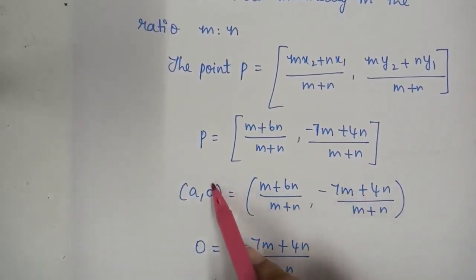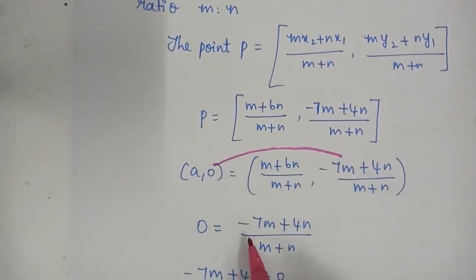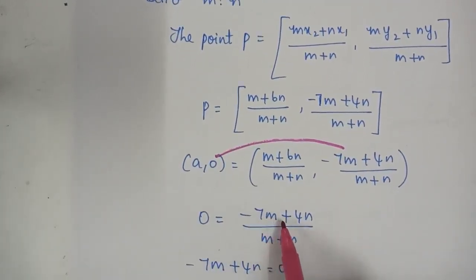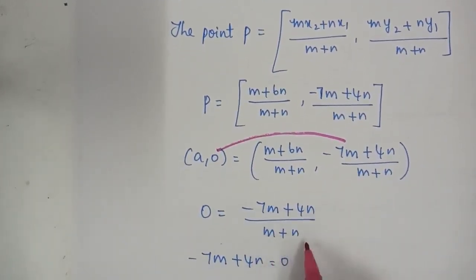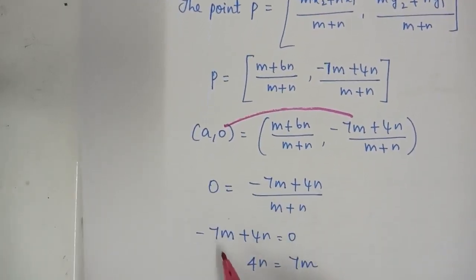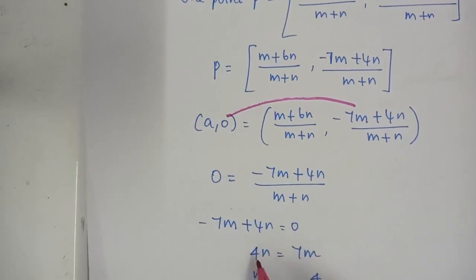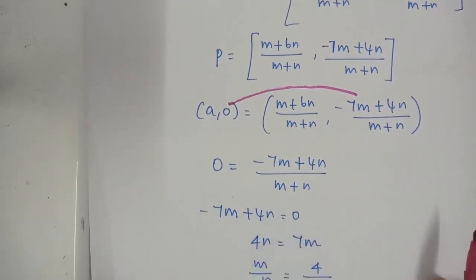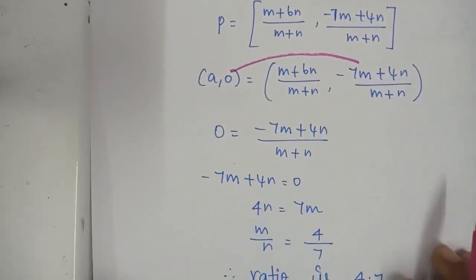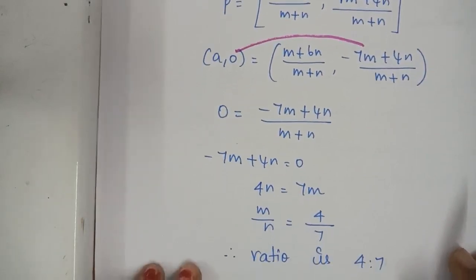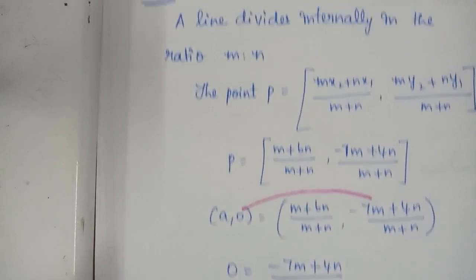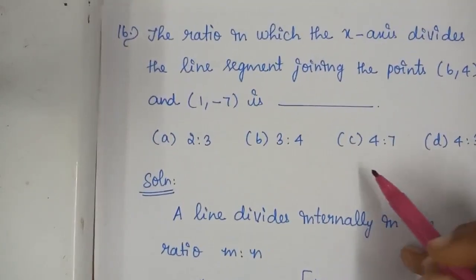We just equate the y coordinate. So 0 is equal to (-7m plus 4n) divided by (m plus n). So cross multiplication. -7m plus 4n is equal to 0, 4n is equal to 7m. So m by n is equal to 4 by 7. The ratio is 4 is to 7. So the correct option is option C, 4 is to 7.